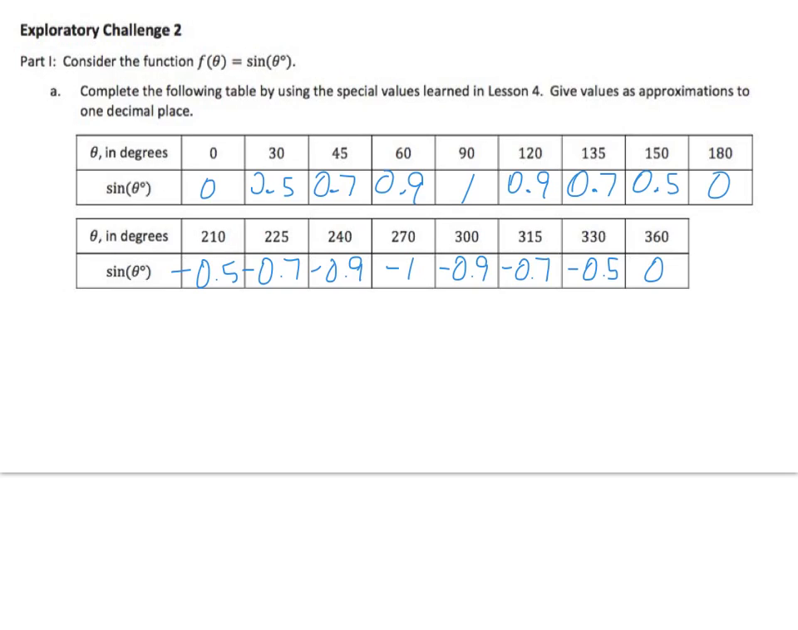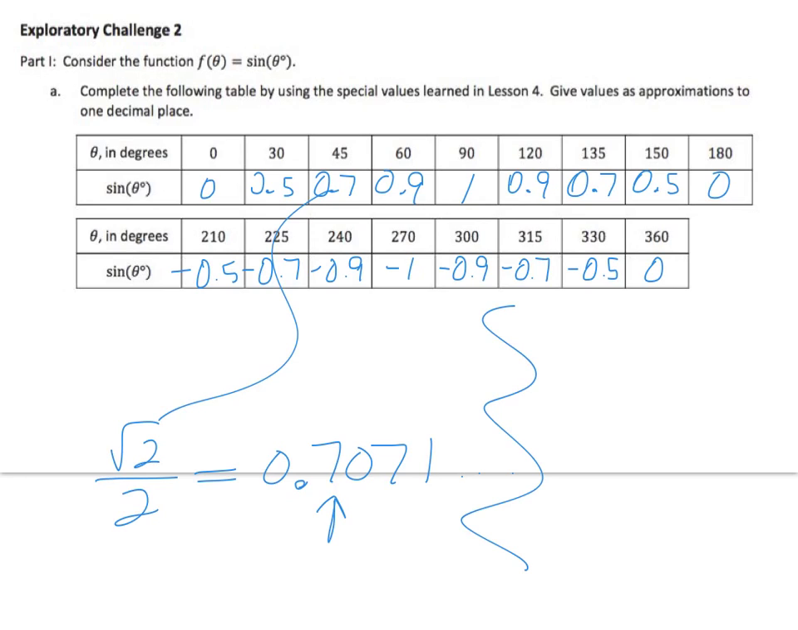Give values as approximations to 1 decimal place. So I went ahead and calculated all of these out, just to give you an idea. Sine of theta when theta is 45 is square root of 2 over 2, which if you actually crunch the numbers, it's 0.7071. But they said approximate to 1 decimal place, or to the tenths, so we stopped right there. So take a look at those, because we're going to use this information on the next slide to actually graph it. The other thing that you can do is in your calculator actually type in sine of, for instance, 210, hit enter, and you would get negative 0.5.